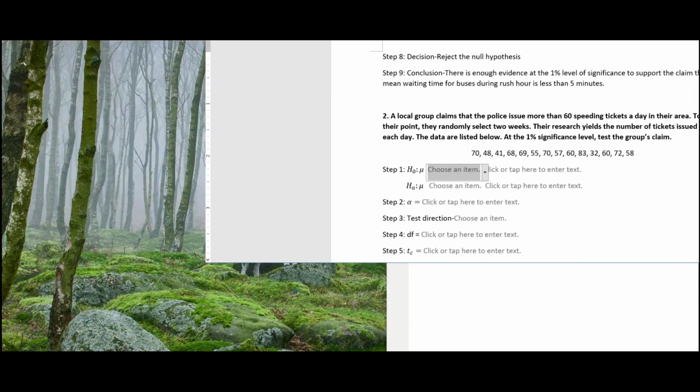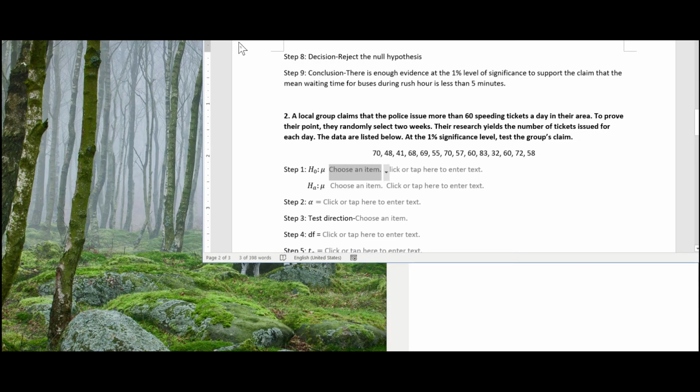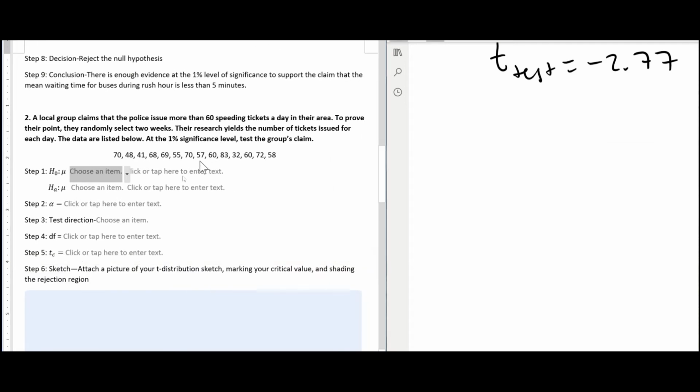Okay, guys, so there was an error with that problem. It didn't actually provide you with the data that the police randomly selected from the 2 weeks. So I went ahead and included the data. So it says that the police randomly select 2 weeks. Their research, which is given below, yields the number of tickets issued for each day. At the 1% significance level, test the group's claim.